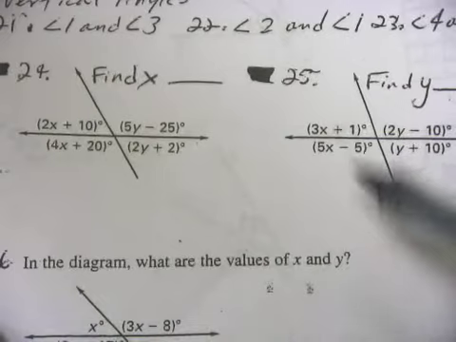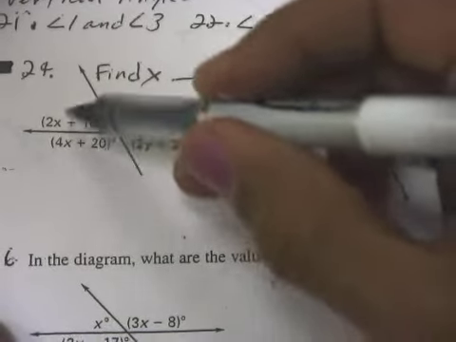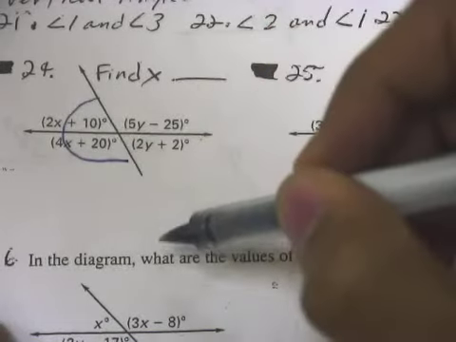And then finally, if the measure of angle 4 is 33, then the measure of angle 2, well, if 4 is 33, notice these are also what? Vertical angles again. And vertical angles are congruent.